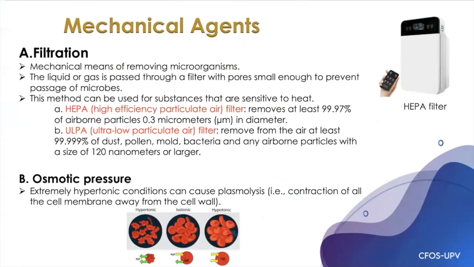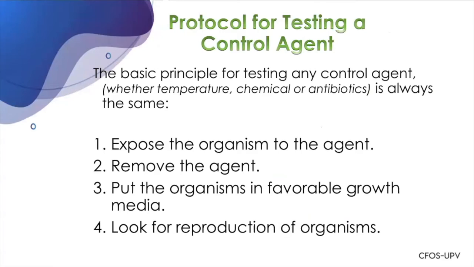Okay, we now go to the mechanical agents. So we have filtration, yun, physical removal, no, and we can also take advantage of the osmotic pressure. So for us to be able to test, no, the efficacy of a control agent, we have to do the following. So one, you have to expose your organism to the agent. For example, if you want to compare your 70% alcohol versus the 90% alcohol, di ba?